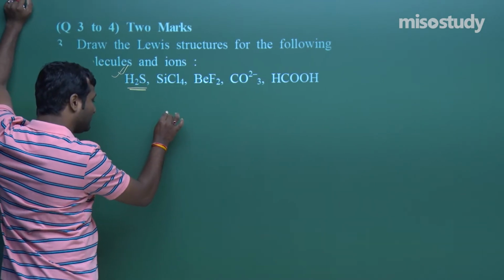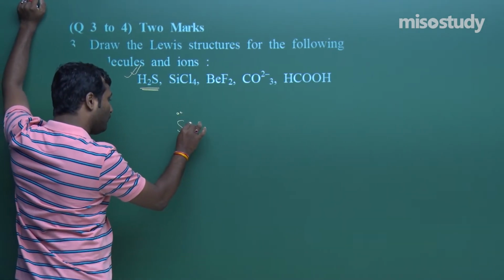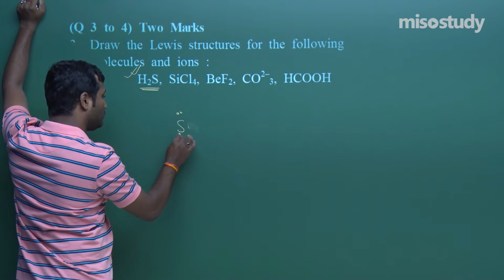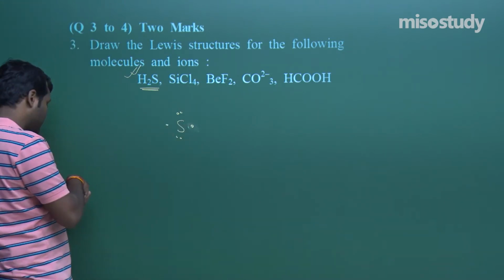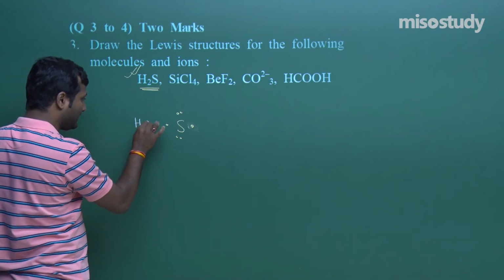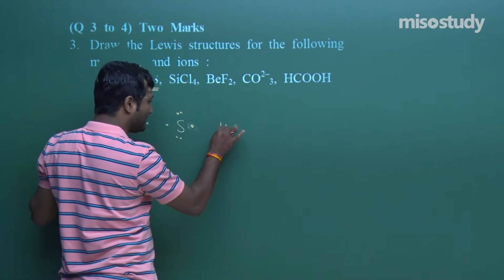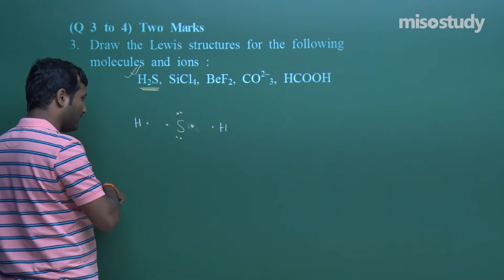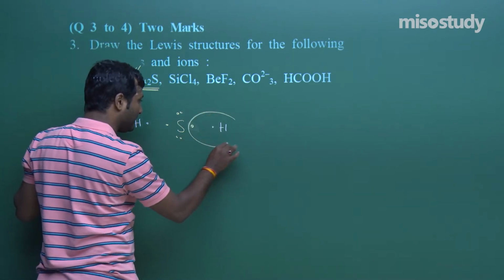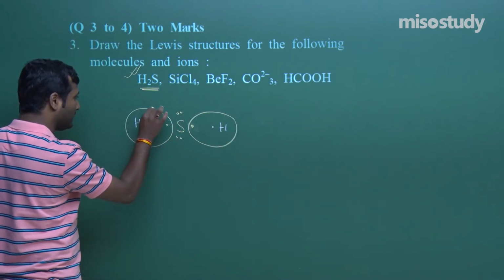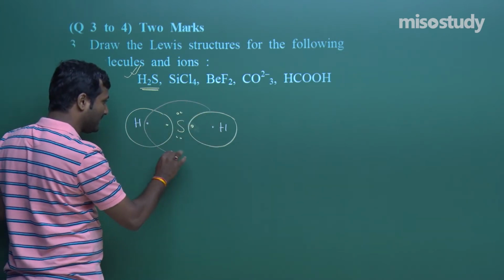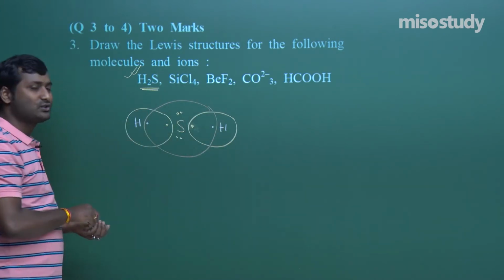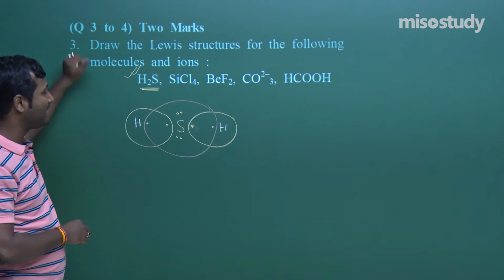For sulfur, that is 2, 8, 6. Now this one is H. It contains 1 electron and it also contains 1 electron. Now what will happen? This will gain an electron and this will gain an electron, and further it is like this. Clear to you? So this is the formation of H2S.